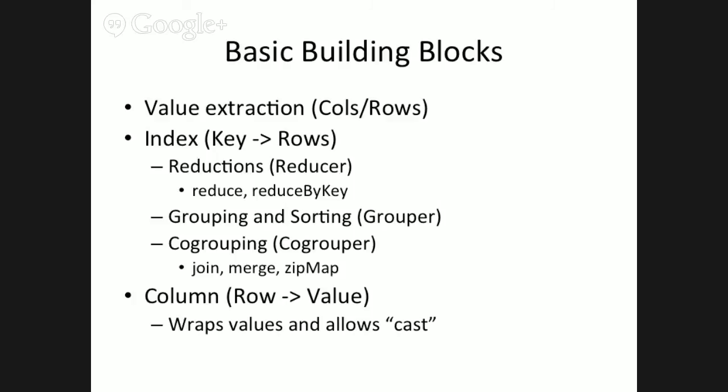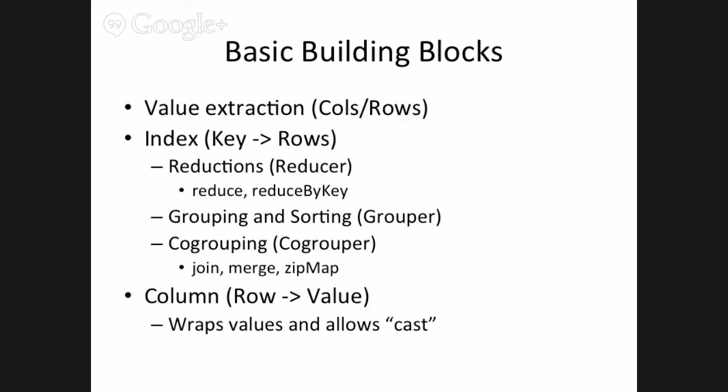So we have our way of extracting values from a frame, which are columns and rows. There's this fundamental concept of an index, which is reused in both series and frames, and it handles things like reductions. So it knows about the keys and everything. It can do the grouping and sorting as well. It can also do co-grouping, which is how zip map and series and join and frame are implemented, and an operation called merge, which is a bit weirder.